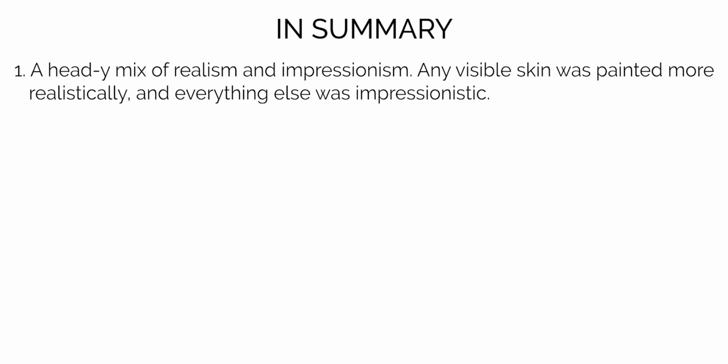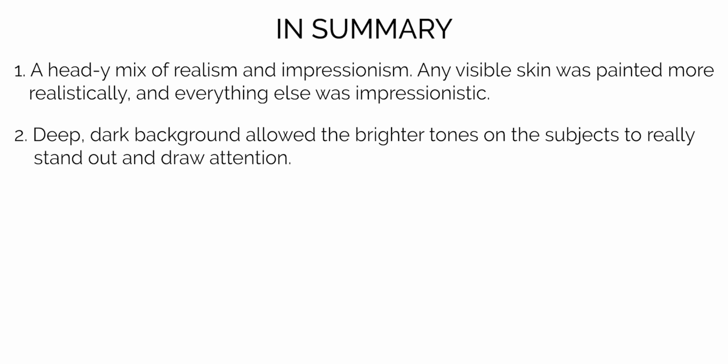Number 1, Sargent used a very interesting balance of realism and impressionism in his work, where the face and skin of his subjects were painted in a detailed way and pretty much everything else was painted impressionistically. 2, there was a lot of drama through deep shadows in the background that really helped the paler skin of his subjects pop out. He also used form and occlusion shadows in the face to create dimension.